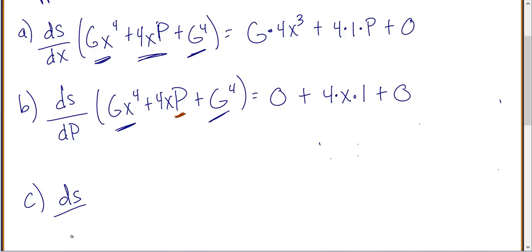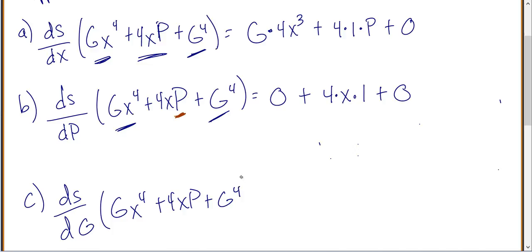And c, let's take the derivative with respect to g. So in this last problem, we now want to take the derivative with respect to g. That means we have a g here and a g here, and everything else is just a constant like any other number. So it's g x to the fourth. Well, the derivative of g is 1, and x to the fourth is just like any other number, so it would just stay there. And this 4xp, there's no g's in there, so everything would be 0.